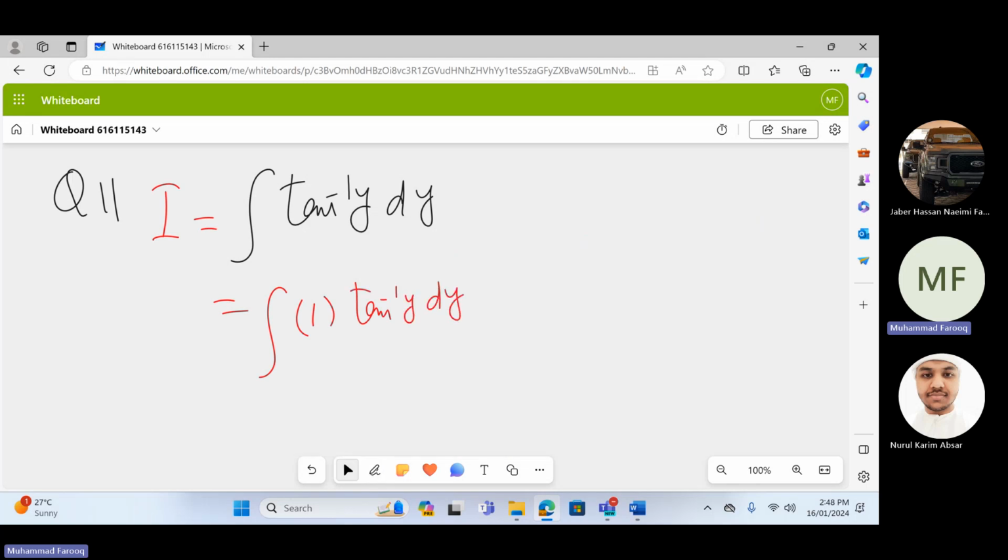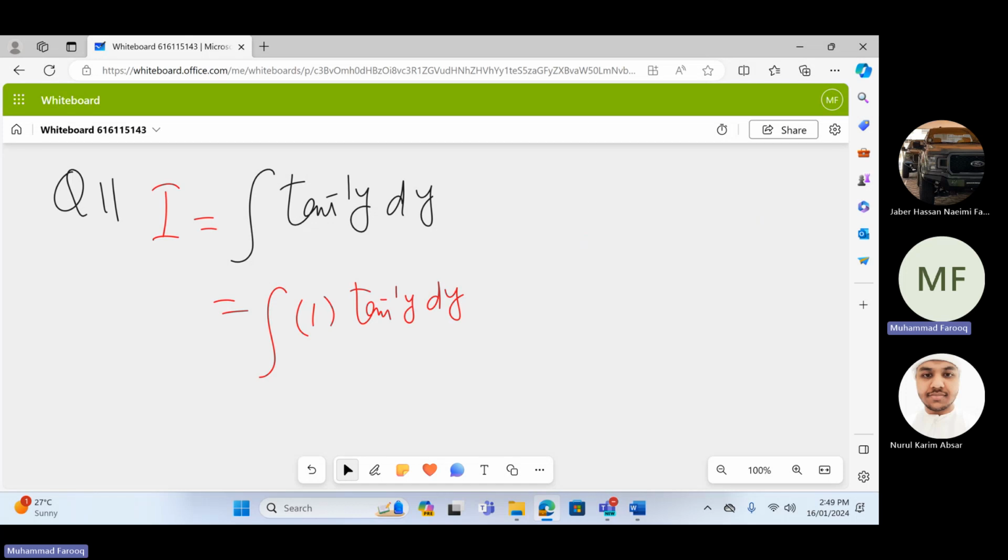Apply it when you only have one function. Actually, by parts needs two. In the formula, we have the first function and the integral of the second function. If you don't have a second function, you can apply 1. Why do you put 1 as the second function? Because by parts needs two functions.